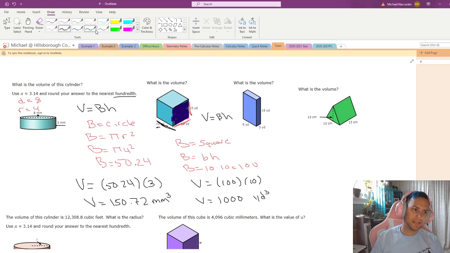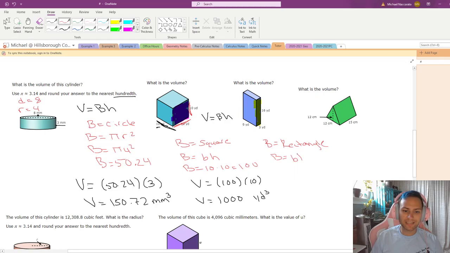All right, taking a look at this next one right here. Let's go ahead and make the base again this front part. I like to make it the part that's up front so I can see it easily. So I can see that in this case the base happens to be a square. So base, not square, sorry, rectangle.